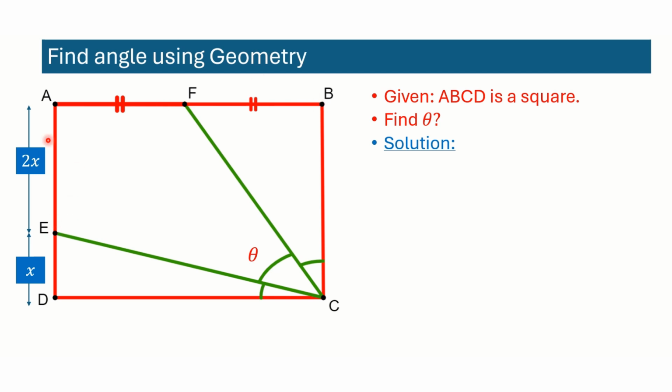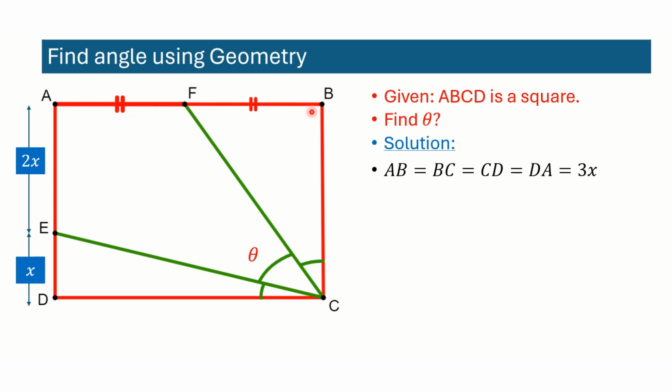Point E is on side AD such that it divides AD in a 1:2 ratio. This means if this side is 1 unit, then this portion is 2 units. If this is x, then this is 2x. We have to find angle theta in this case, and I will use geometry to solve this problem.